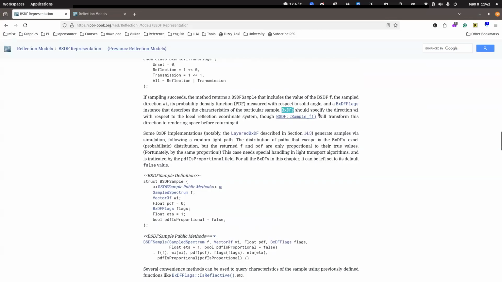The BXDF should specify the direction omega I with respect to the local reflection coordinate system, and sample F will transform this direction to rendering space before returning it.